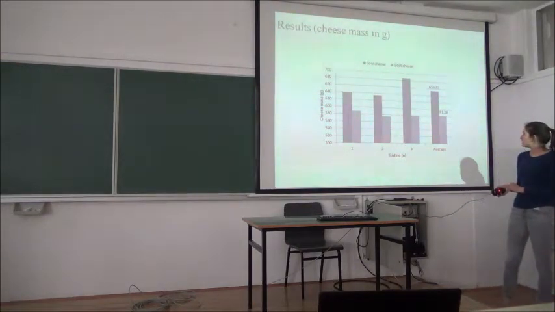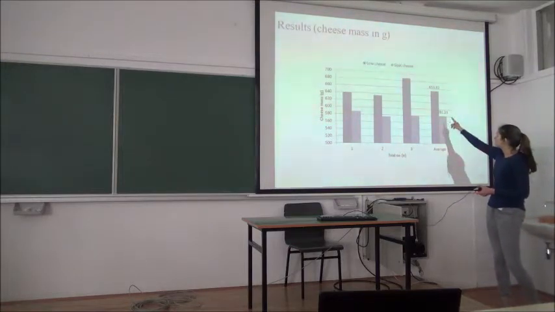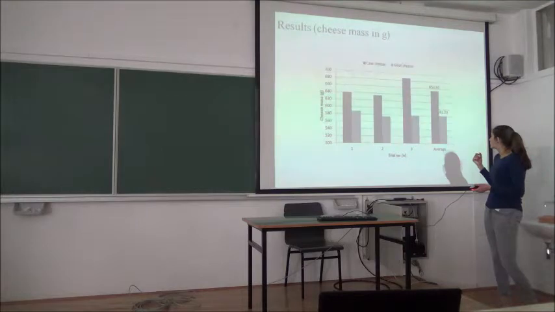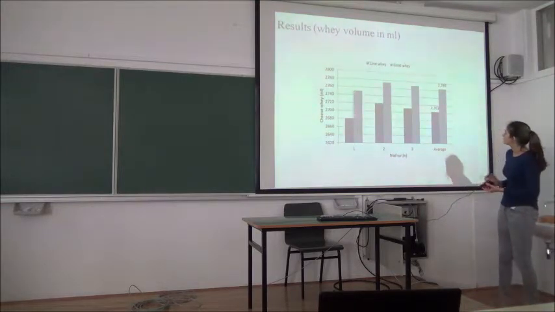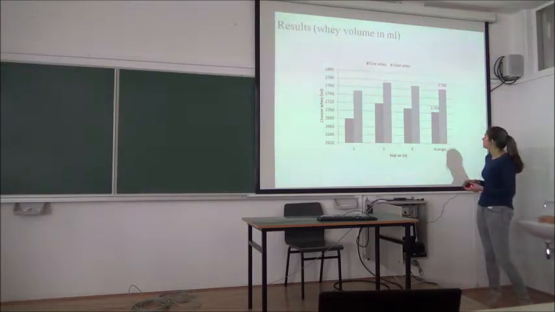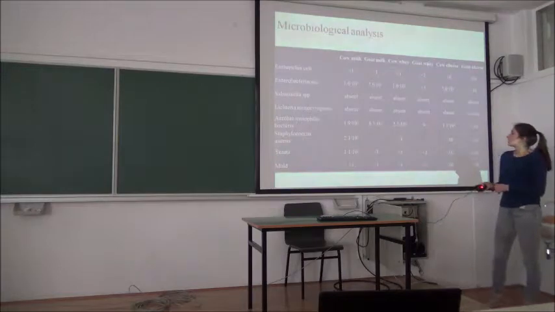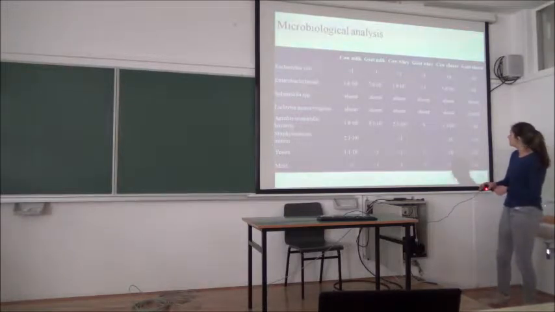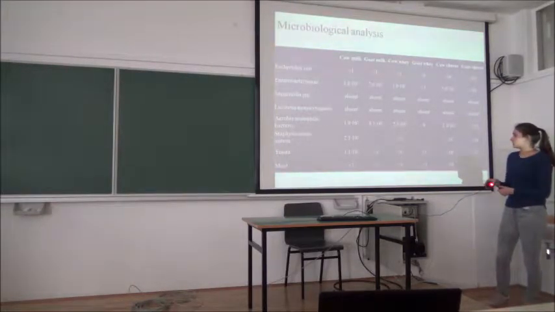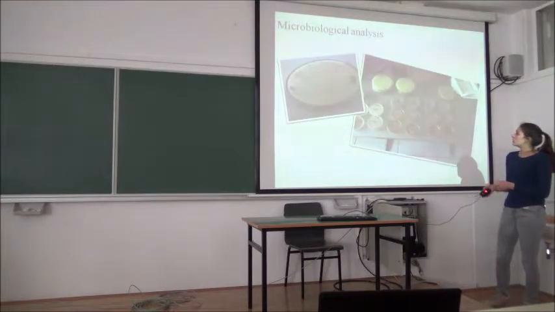This is the cheese mass. Here we can see that goat cheese, we got a lot less goat cheese, but we used the same amount of milk. And here you can see that we got a lot more cheese away from goat milk. These are some microbiological analysis that we did. Here we can see that some of the bacteria are absent and others are either absent or in very small quantities. These are some of the petri dishes that we used.